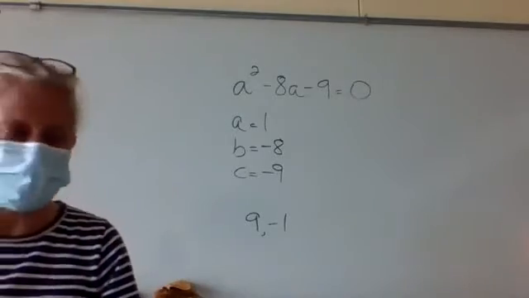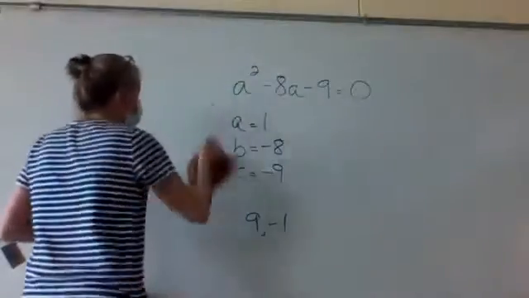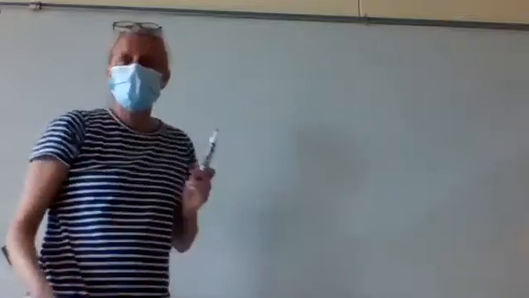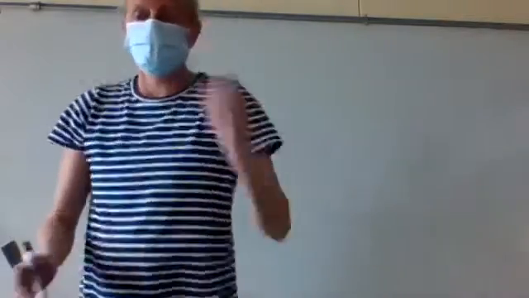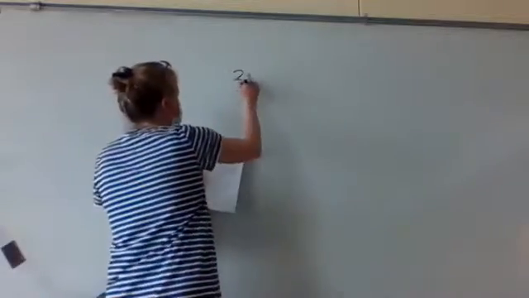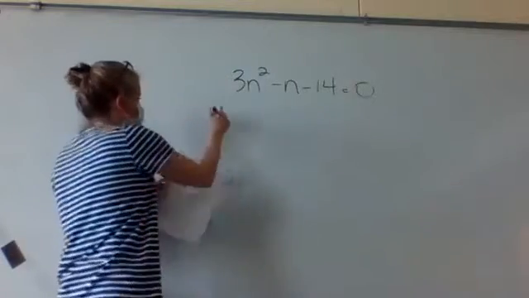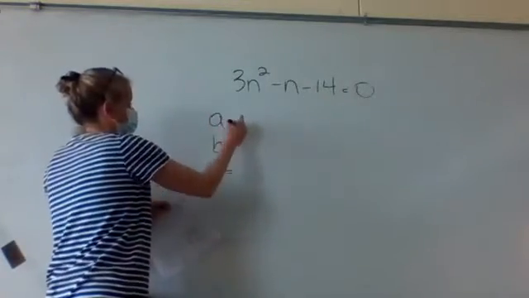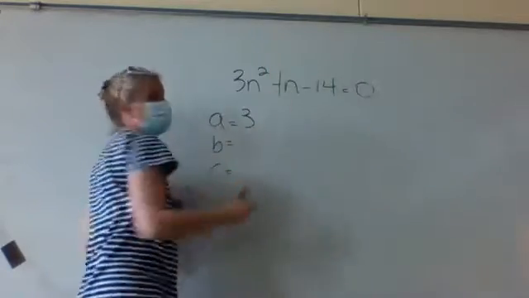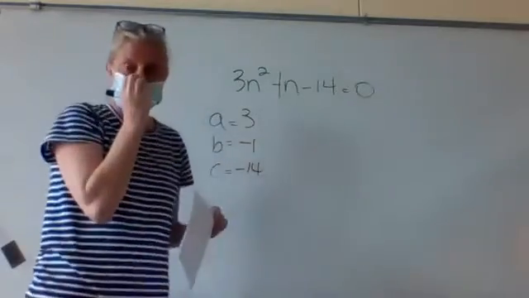All right, number 3 and 4 are the exact same thing, just plugging into quad. They're both quad equations. Okay, number 3 says solve by factoring, but if it's a squared, there's no reason to not use your quad program. You've got 3n squared minus n minus 14 equals 0, so your A, B, and C are going to be 3. What's in front of that n? 1. Negative 1. And your C is negative 14.